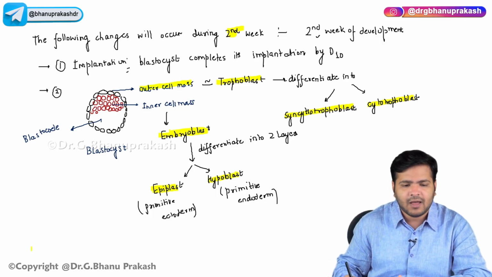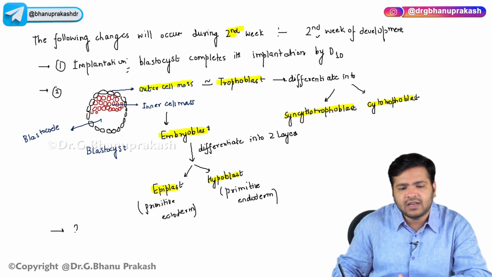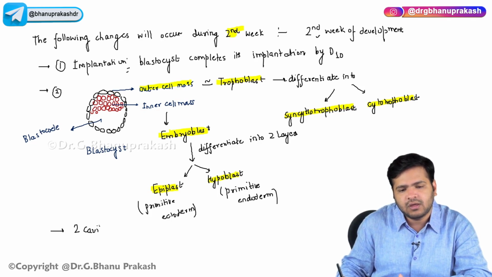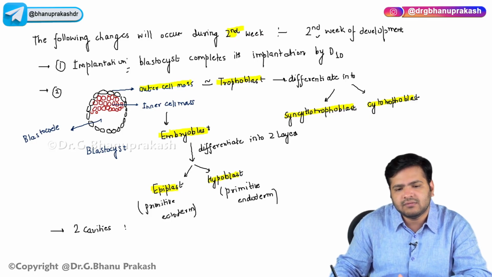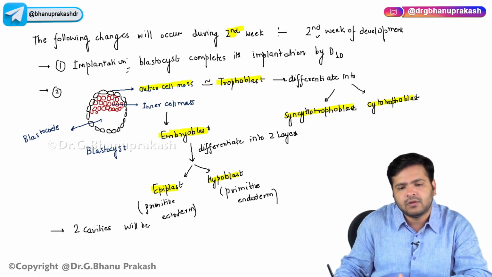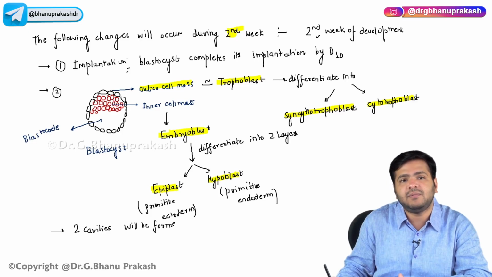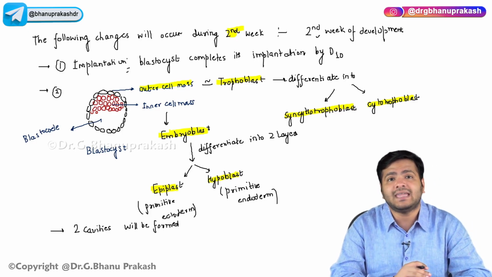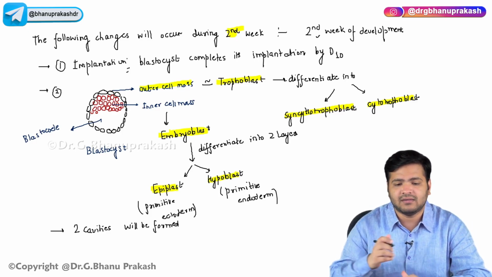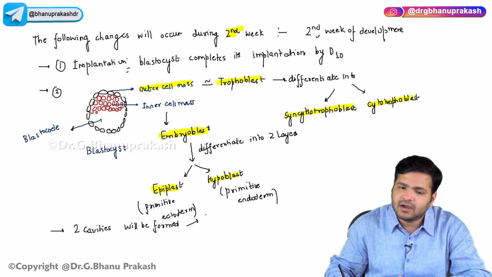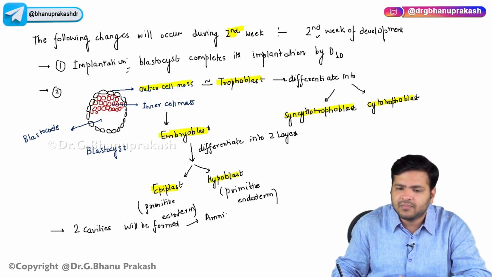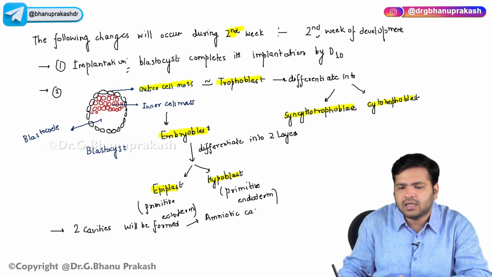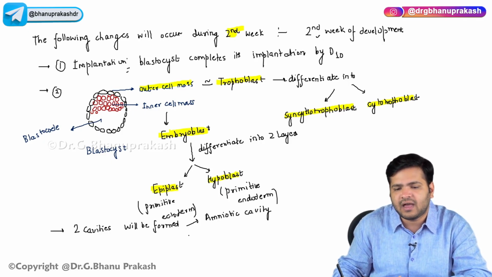And apart from that, remember one more thing: two cavities will be formed. Which two cavities will be formed? These are the amniotic cavity and the yolk sac.